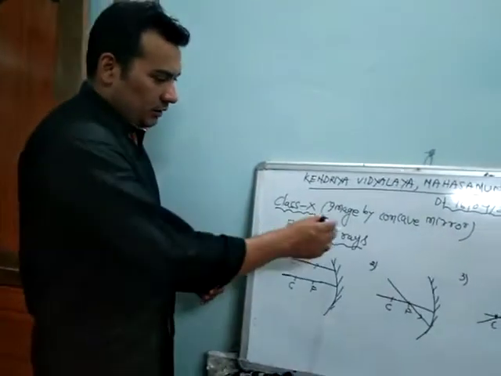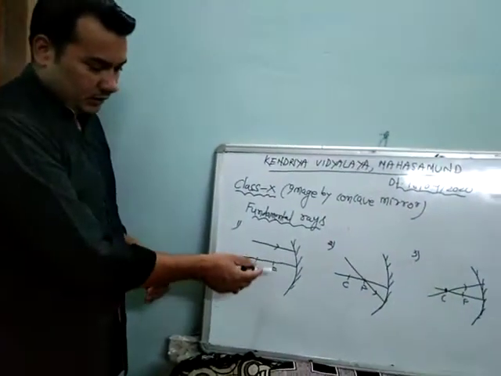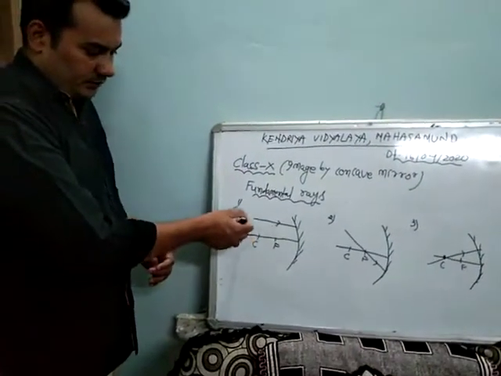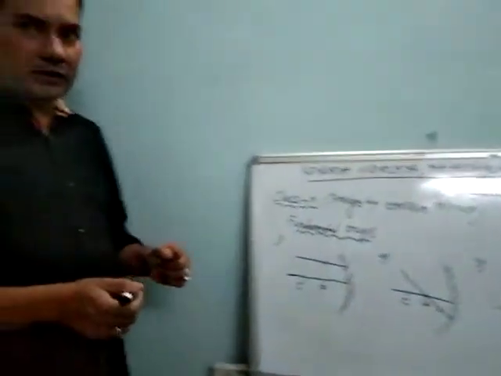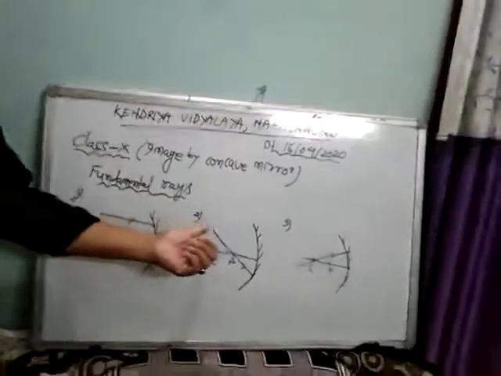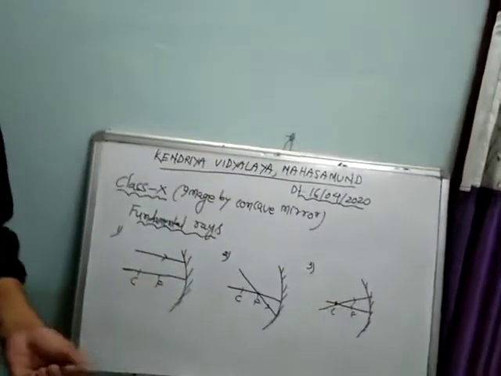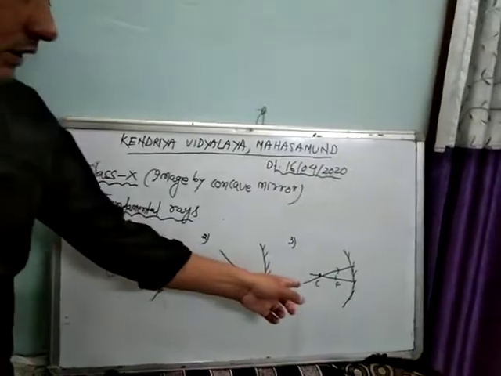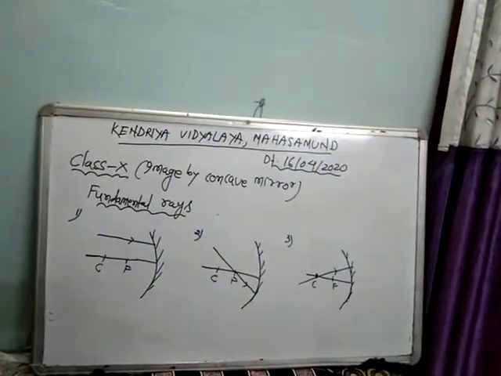These are called the fundamental rays, like I have given three examples. This is a concave mirror, this is the focus, center of curvature. Suppose the incident ray is parallel to the principal axis, then after reflection, where will the ray of light move? Second one is, suppose you pass the ray through the focus, then what will be the reflected ray? And third one is, if the incident ray passes through the center of curvature, what will be the reflected ray?